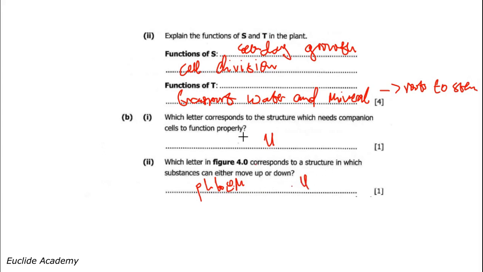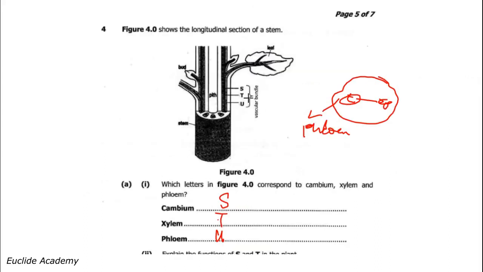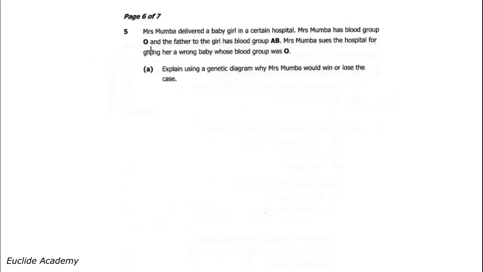So the phloem is the structure in which food can go up and down, transporting around the plant. That is U again, which needs a companion cell. Basically, as I can see things in this diagram, U is the phloem, T, which is a little bit inside, I'll go for the xylem, and S is the cambium.